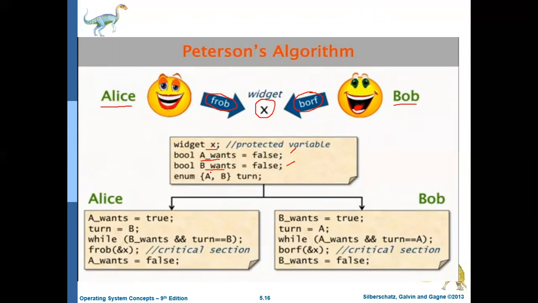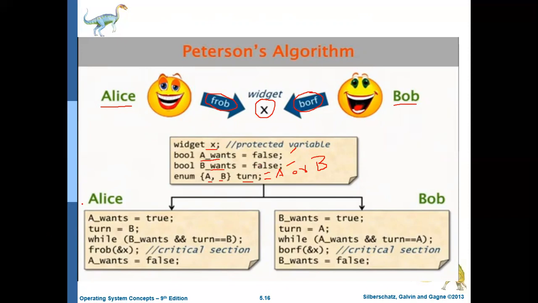Then we are using an enumerated data type which contains A and B, and we are creating a variable for this enumerated data type, turn. So turn can take any one of the two values. Either it can take the value A or it can take the value B. If turn is equal to A, it means it is A's turn. If turn is equal to B, it means it is B's turn. Similarly, if A wants equal to true, it means A wants to enter the critical section. If B wants equal to true, it means B wants to enter the critical section.